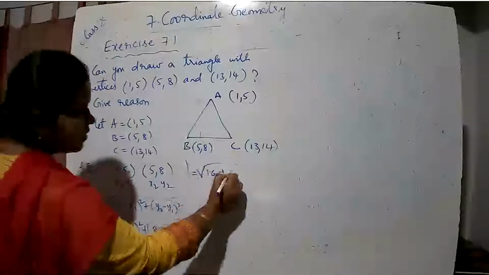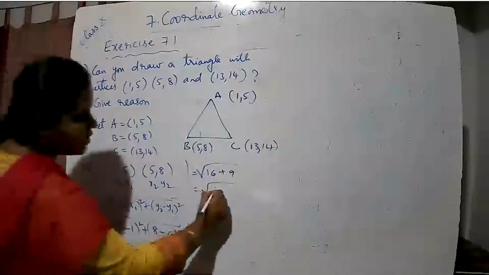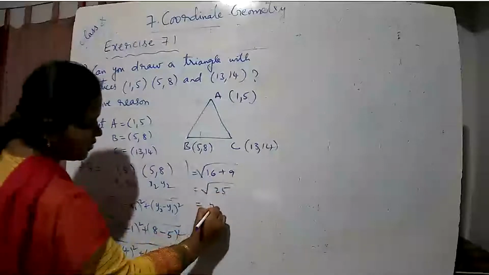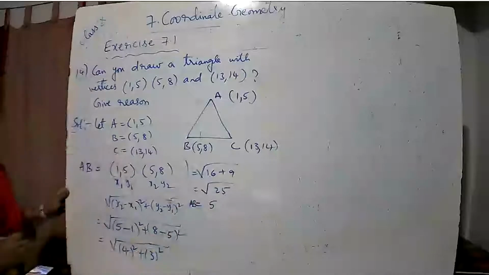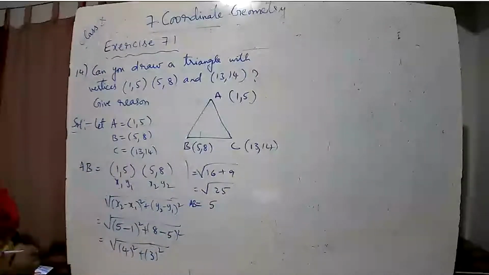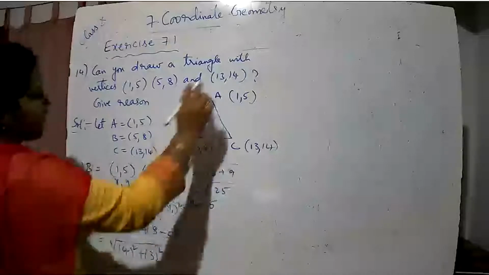Okay. Plus 9. How much is 16 plus 9? Square root of 25. How much is square root of 25? 5 5s are 25. This is 5. So AB, the distance from A to B, is 5. Okay. Now next, let us find the distance from B to A. So here we got 5 units.